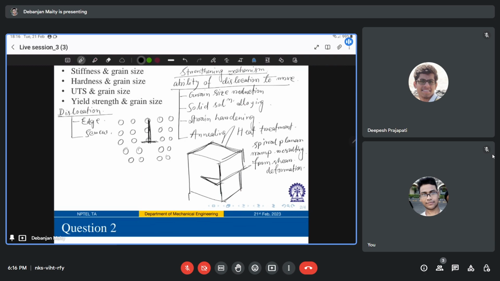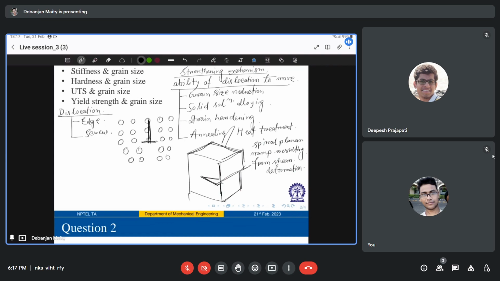Now, are these dislocation motions reversible or irreversible? Any idea? Whenever these dislocations are moving, you are having plastic deformation, right? So these are irreversible in nature. Dislocation motion always leads to plastic, irreversible deformation.